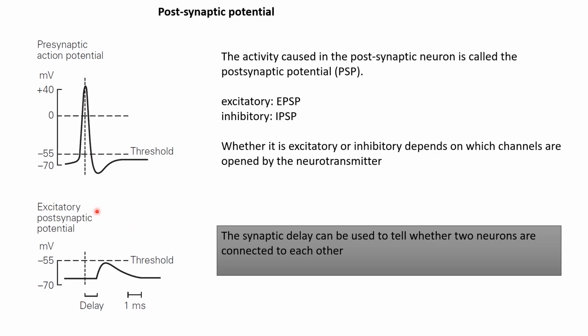Well, if it is a direct connection, then the delay would be small, 1 or 2 milliseconds. But if this is an indirect connection, then the delay can be long. So by looking at the amount of this delay, we can figure out whether the connection is direct or indirect.